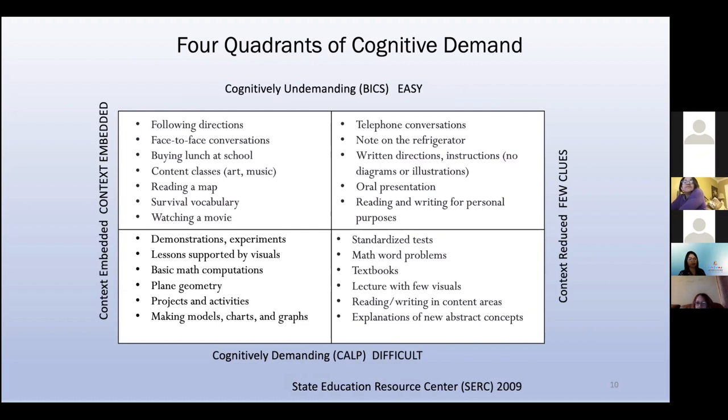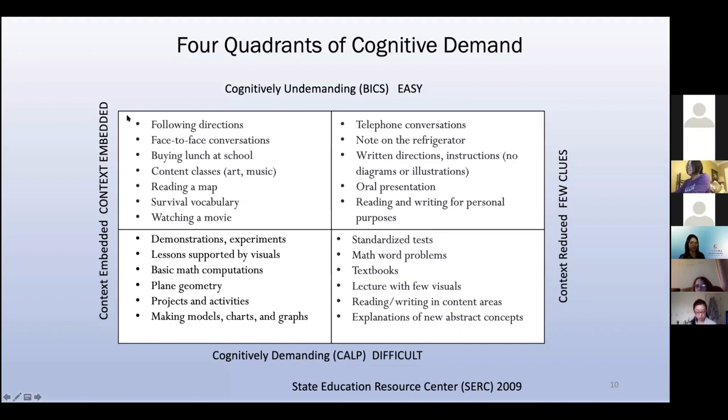So when we think about BICS being easy and CALP being difficult, we also have other aspects of cognitive demand when it comes to anything that we are exposed to regarding language. Context embedded means a lot of cues. There's context and you give cues to the child. So when it's easy, in the upper left quadrant, you give them explicit directions, you have face-to-face conversation, you have maps, you give them the vocabulary, or maybe they're even watching a movie where they see the action, what's happening with the words, so they can see it, right?